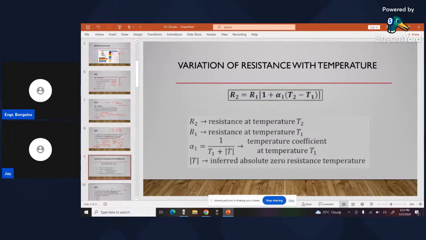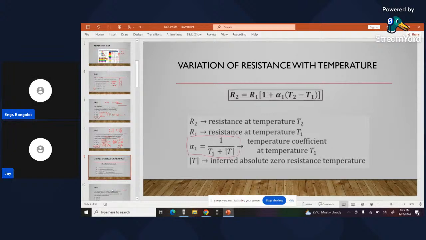Okay, so proceed tayo sa variation of resistance with temperature. Ito yung magiging formula natin. Hindi pa nade-derive kasi naka-derive lang naman. So, yung R2 natin is equal to R1 times the quantity 1 plus alpha times the quantity T2 minus T1. Ano ba yung R2 dito? Yan yung resistance at temperature T2. Then yung R1 naman natin is the original resistance at original temperature T1. Then yung alpha naman natin is the temperature coefficient. Ito naman yung formula niya.